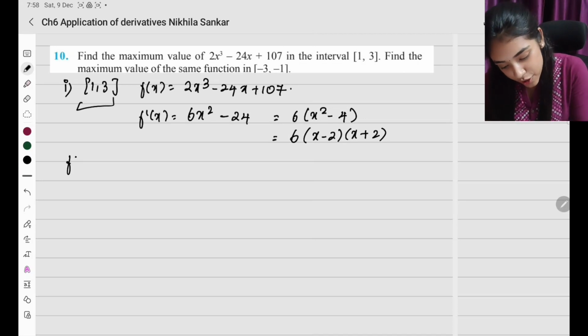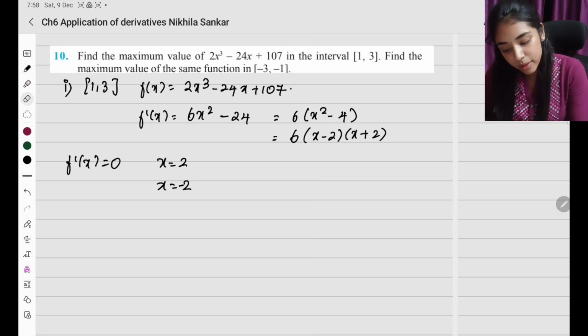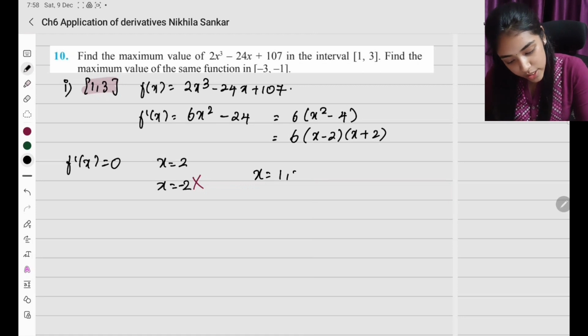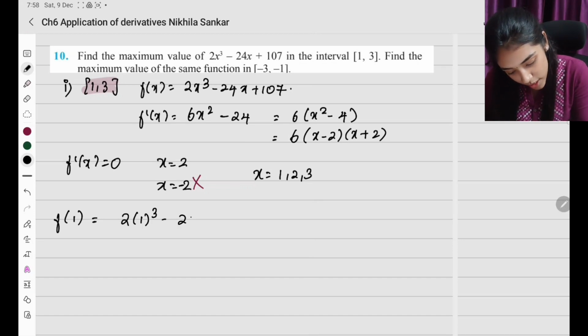Here when I substitute f dash of x equals 0, I have x equals 2 and x equals minus 2. But my interval is between 1 and 3, correct? So here I see that the interval is 1 and 3. So I can ignore x equals minus 2. Now what are our values? x equals 1, 2 and 3. So now I need to find the value for f of 1, f of 2 and f of 3. So when I substitute f of 1, I have 2 times 1 cube minus 24 times 1 plus 107.